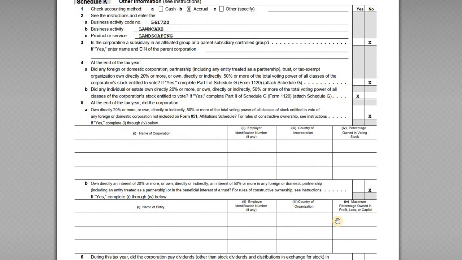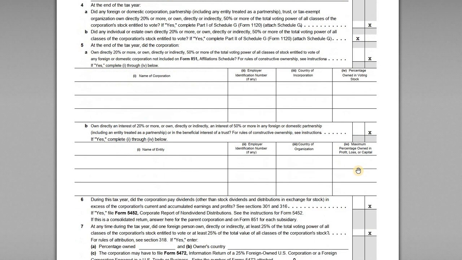Question 4 is asking us information on the owners. So we have indicated yes here for 4B, because it's asking, did any individual own directly 20% or more, or indirectly 50% or more of the total voting power of the stock? And in our case, yes, right? So John and Jane each own 50. Because they each own 50, we have to list both of them on Schedule G. So we have included a Schedule G, and we inputted their information there.